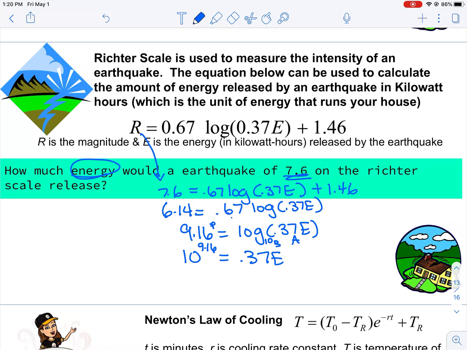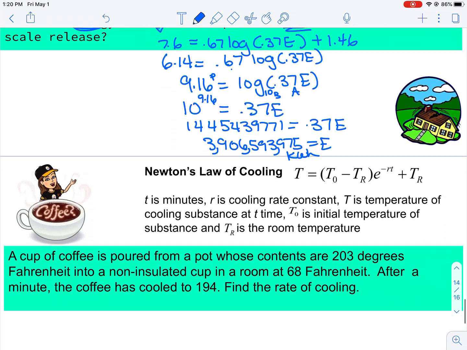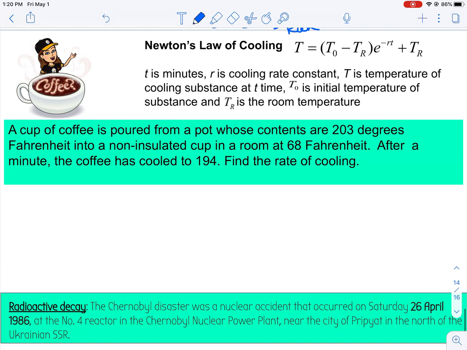Again, if you use the exact numbers, that's probably the best. I'm going to round them off here, though, since I'm typing it out, but you can use the exact answer in your calculator. This is around this number. And then we have to divide that by 0.37, which gives me about 390659395. So we're talking hundreds, thousands, millions, billions. That's billion kilowatt hours. That's a lot of energy released by that one earthquake.